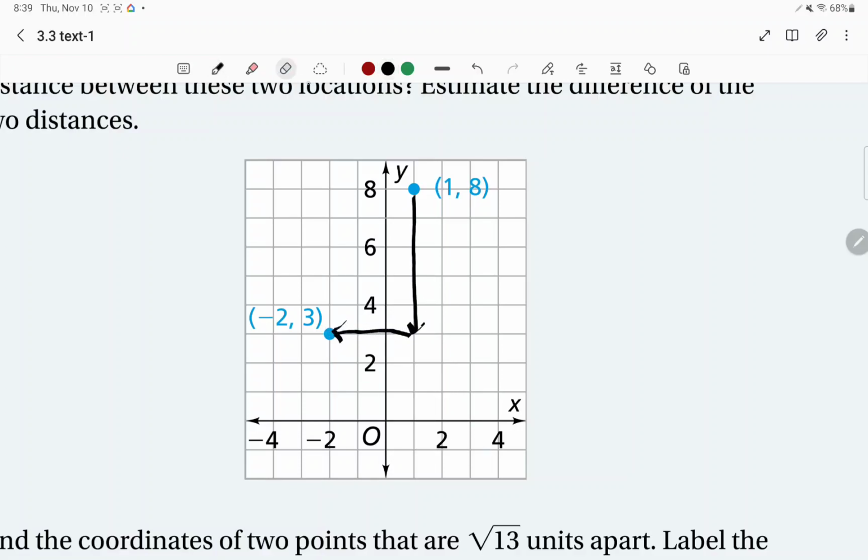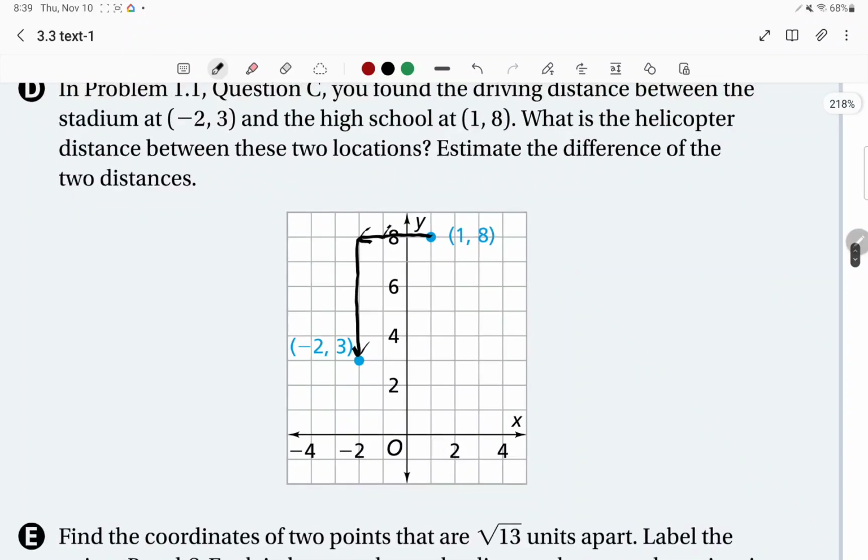So you could either go that way or you could go this way. Whoops, over one more. But go ahead and figure out what the driving distance is, and then figure out what is the distance if I jumped in a helicopter and went directly from -2, 3 to 1, 8. Go ahead and find those answers, pause the video, and come back.